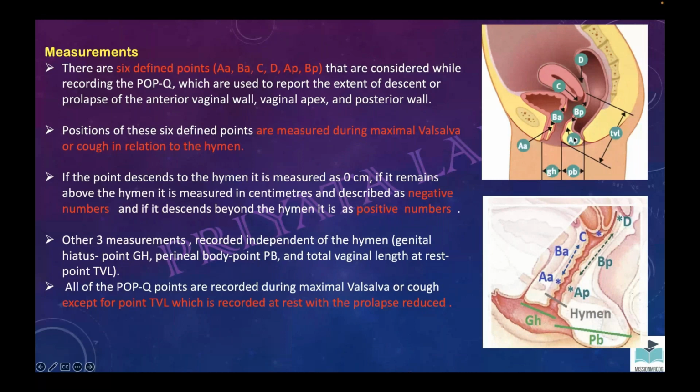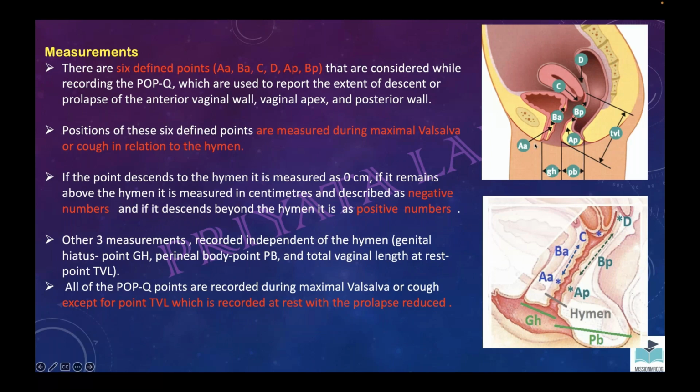So the upper grid is the anterior wall measurement, that is Aa, Ba, and C. The lower part of the grid is the posterior wall, Ap, Bp, and D. Okay, so can you tell me what we are putting in the posterior wall? Yes, you are really learning fast. Now in terms of TVL, when it is reduced, it will be the complete vaginal length.